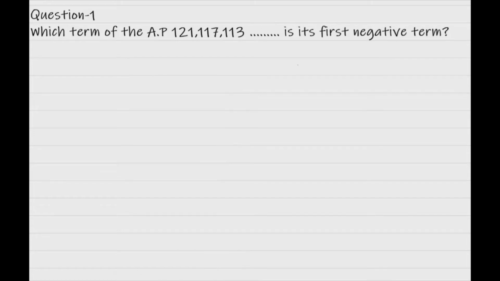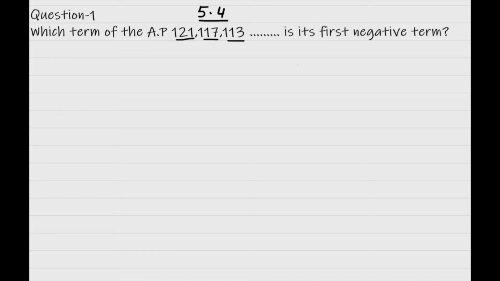Good morning, dear children. This is Arithmetic Progressions exercise 5.4, and today we shall be solving all the questions given in the exercise 5.4. What is question number 1? Which term of the AP 121, 117, 113 is its first negative term?